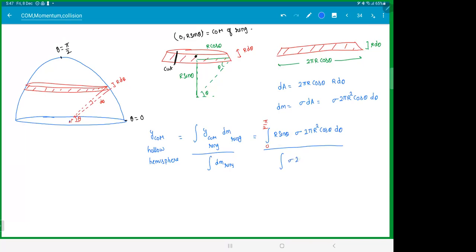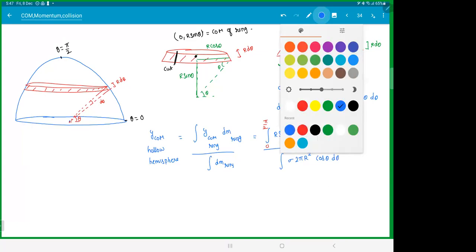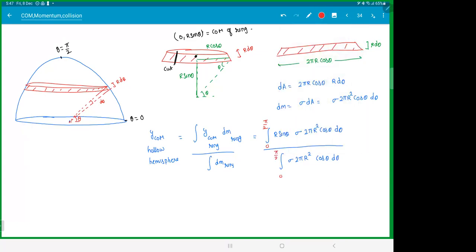The denominator will be sigma 2 pi r square cos theta d theta from 0 to 90. Now you get the integration. So whenever you see a hollow hemisphere, or even a hollow cone, we take rings. The main idea is that for different shapes, you should know what kind of elements you should choose. Have a look at how I took the elements.